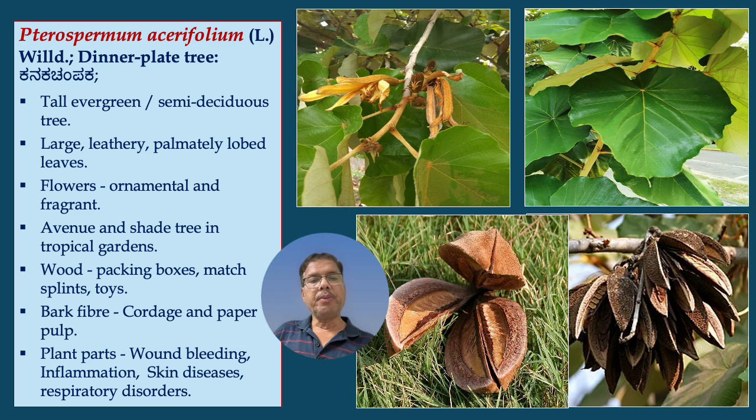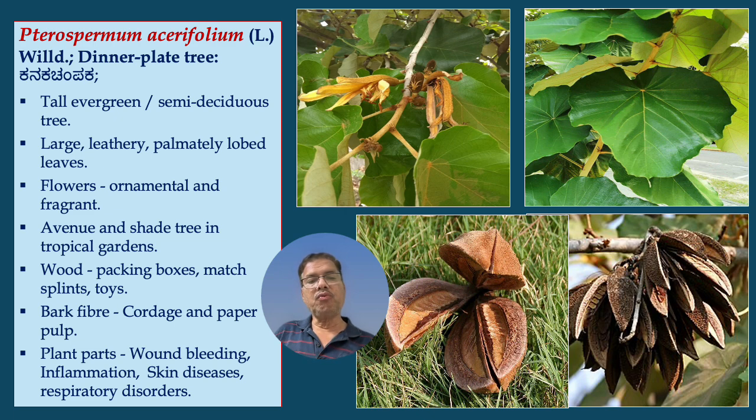Pterospermum acerifolium, commonly called the dinner plate tree, is a tall evergreen or semi-deciduous tree growing in moist deciduous forests. The tree bears large leathery, palmately lobed leaves and produces large white fragrant flowers that bloom at night and fall by morning. The ornamental and fragrant flowers make the species a popular avenue tree and shade tree in tropical gardens.